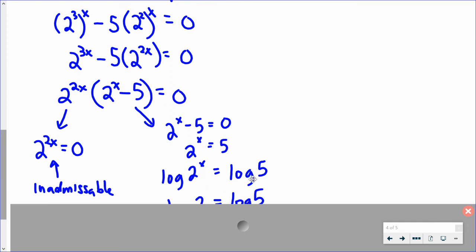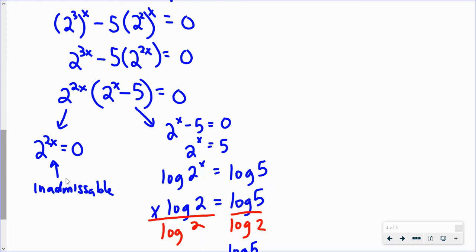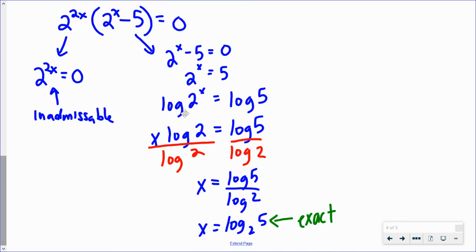I can take the log of both sides. I can do a little bit of simplifying here. I notice I can drop that x in front using my log laws, which is very useful because now I can just divide out the log 2 on both sides. And I end up with x equal to log 5 over log 2. Now, I could type that into my calculator and get an approximation, but I could also use the change of base rule to rewrite this as log base 2 of 5. That would be the exact answer.